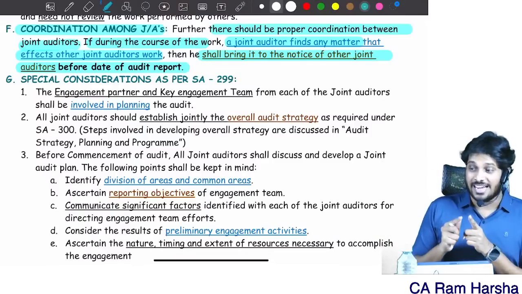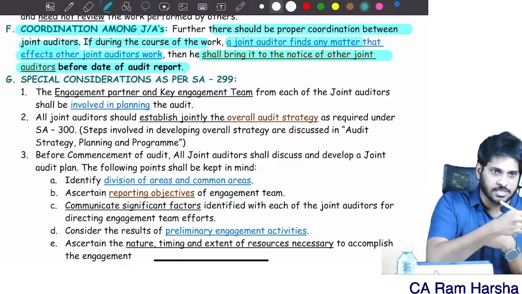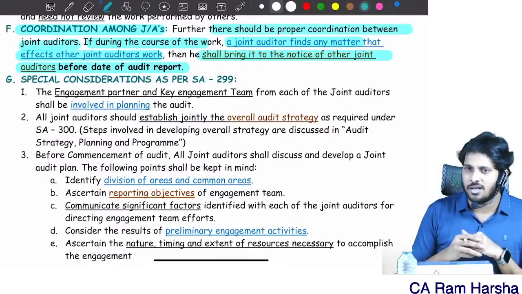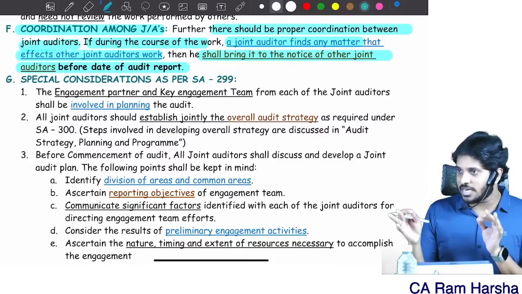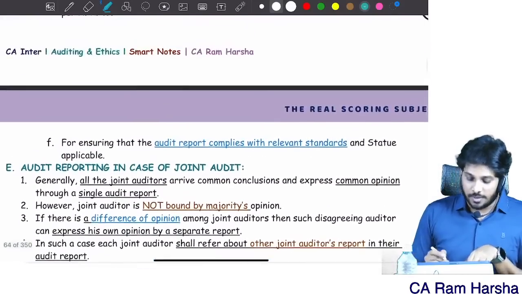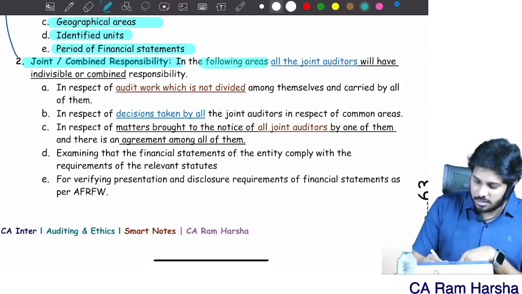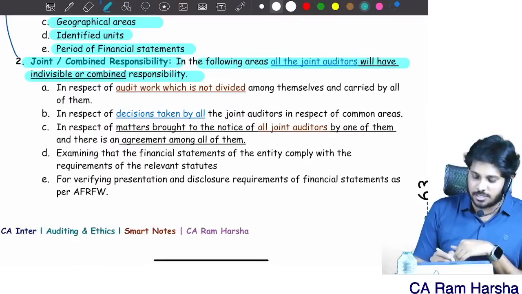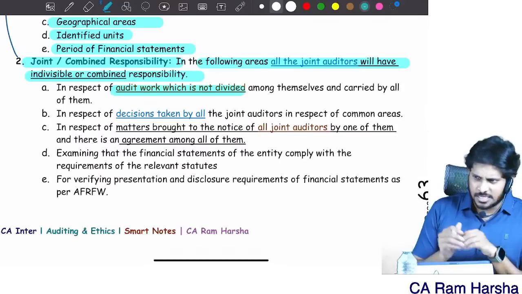For example, reading the financial statements. Hey, you read notes to accounts 10 pages, I will read 10 pages, he will read 10 pages. Like the 12 joint auditors dividing 10 pages each. Is it possible? Financial statements, whether they are presented and disclosed properly, all the joint auditors are combinedly responsible. So there are some areas where joint and combined responsibility will be there. In the following areas, all joint auditors will have a combined, indivisible responsibility, when the work is not divided.